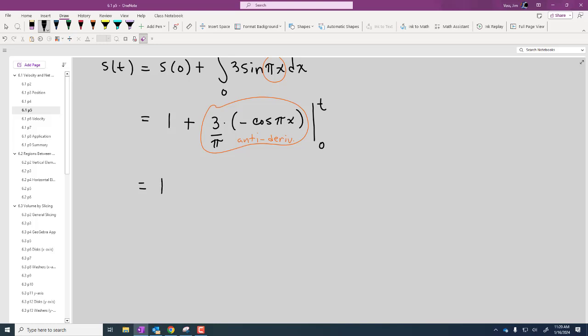So first we're going to plug in the t, and we are going to end up with minus 3 over pi. That minus sign can come out in front and combine with the 3 over pi. And then we have cosine of pi t.